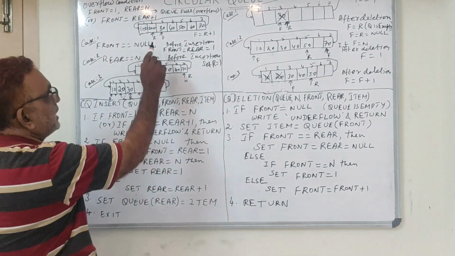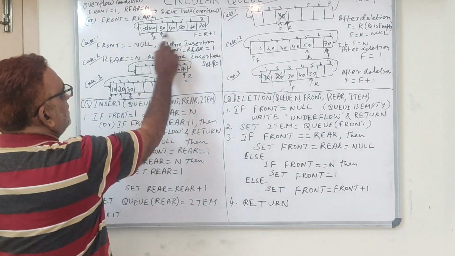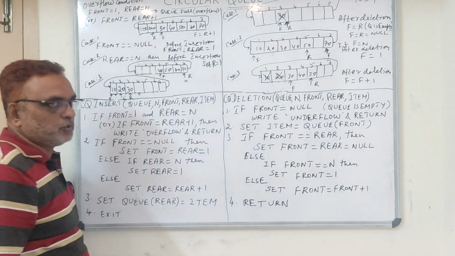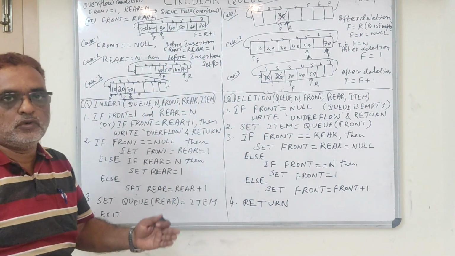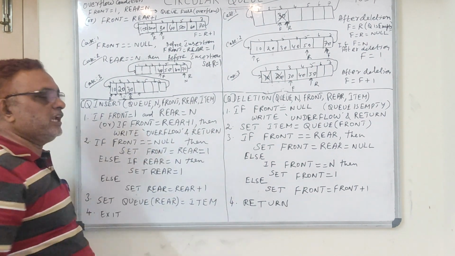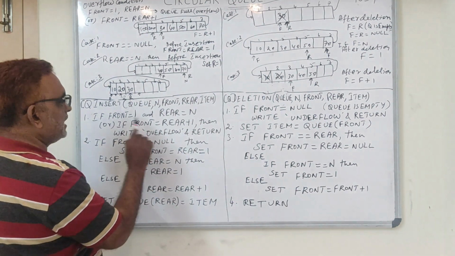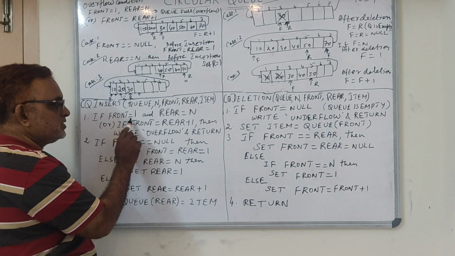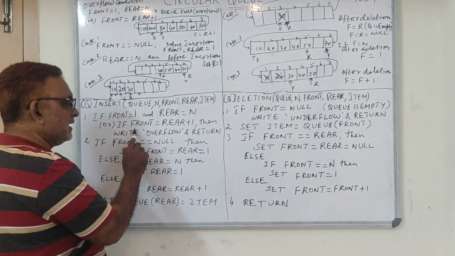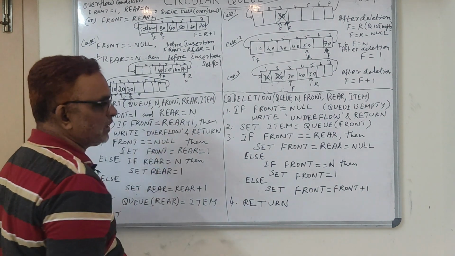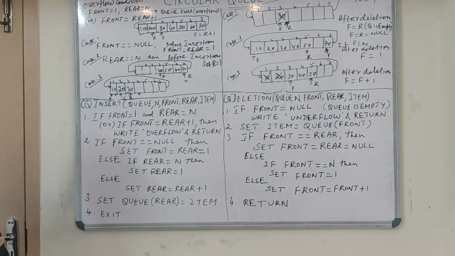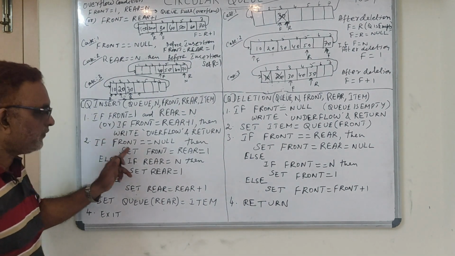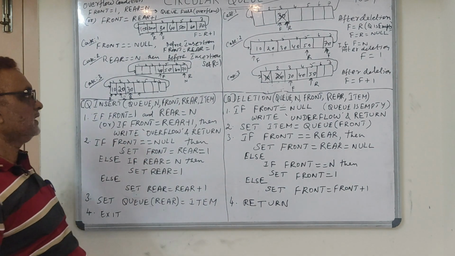So this is also the condition of overflow. See that all the elements are present in the queue. So the queue is full, we cannot insert any more element. So that is also the condition for overflow. There are two conditions: one is front is equal to 1 and rear is equal to n, and another is front is equal to rear plus 1.